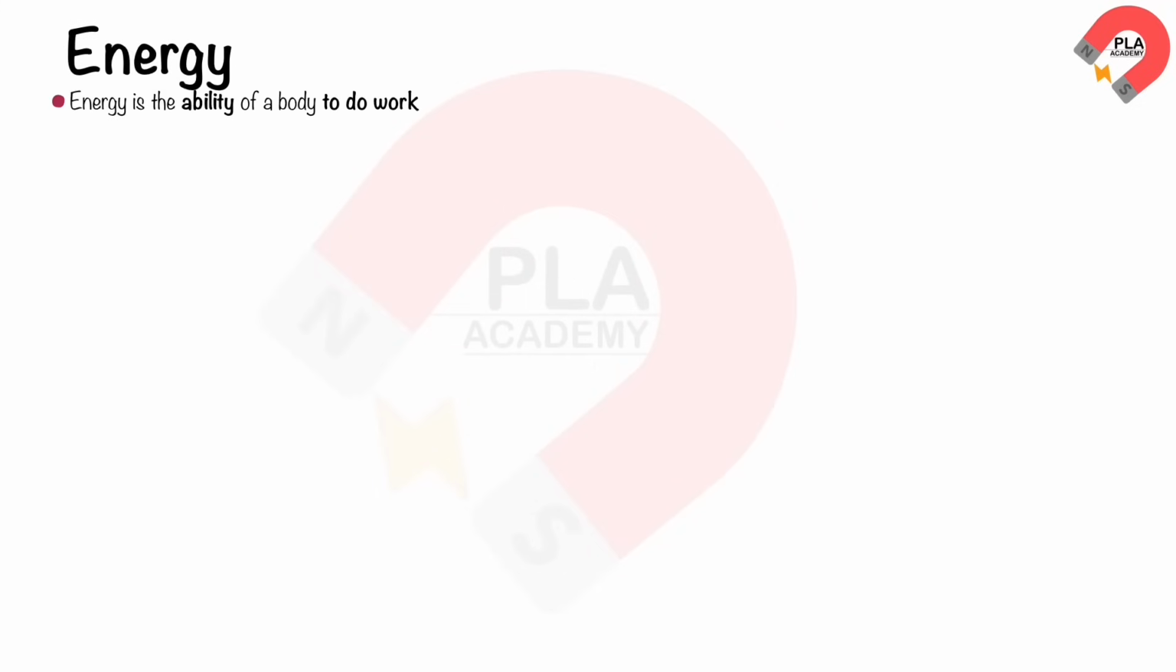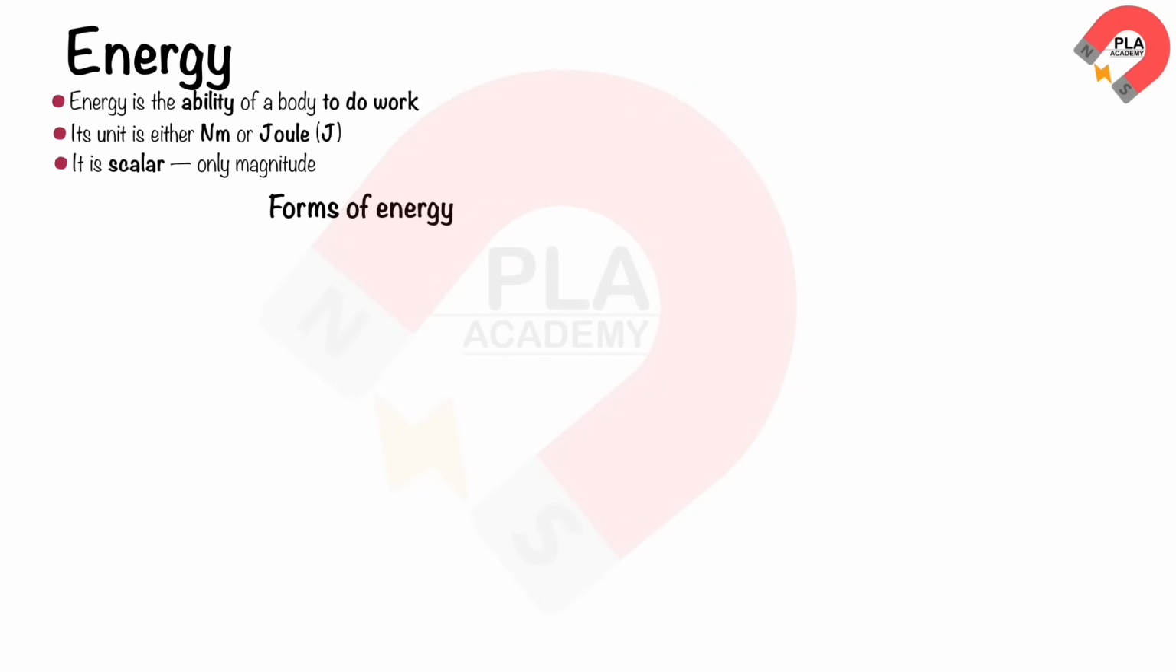Energy is the ability of a body to do work. Its unit is either newton meter or joule. Energy is a scalar quantity, meaning that it has only magnitude. Here are different forms of energy.